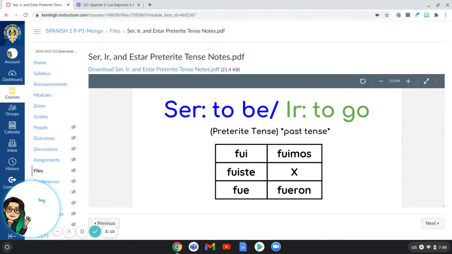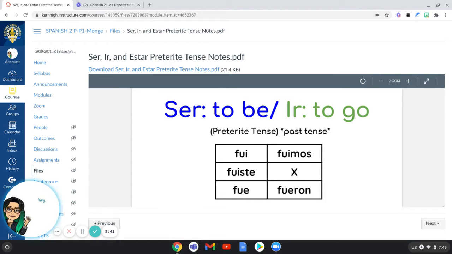Now you also have the same chart that goes for ir. Ir means to go. It was also irregular in the present tense. You don't even have an ending to take away because if you take away the last 2 letters, it's the entire word. So in the present tense, it was voy, vas, va from last year. This time, because it's the irregular form and it's the preterite form still, you're going to be looking at the same chart.